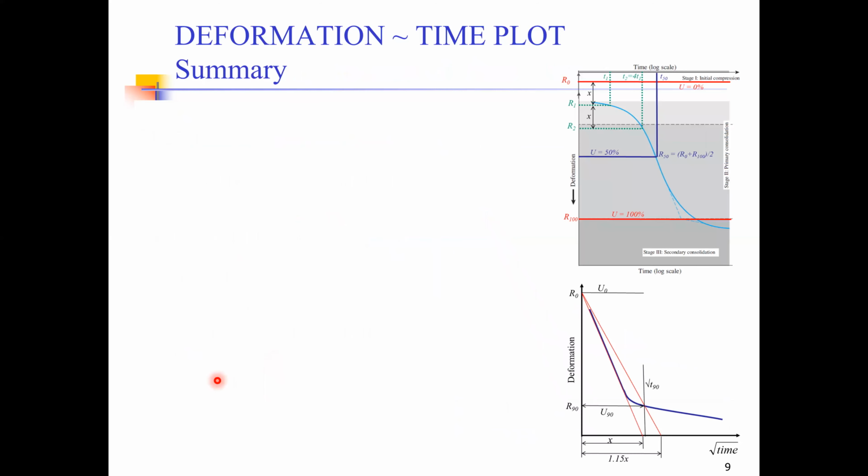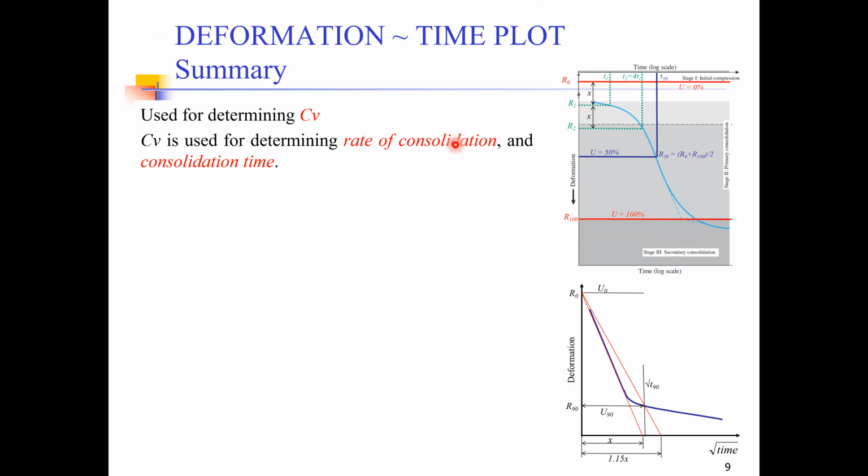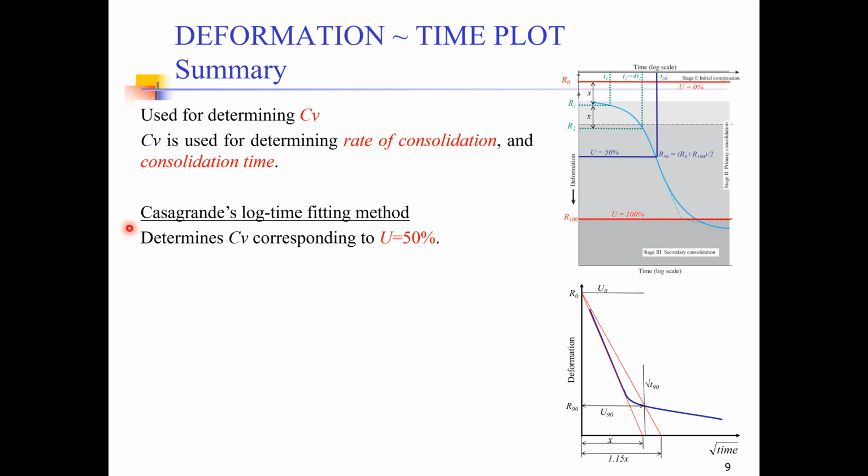And lastly, a quick summary of what we have said so far. Basically, we have seen 2 different methods for the determination of CV. We have seen that the deformation time plot can be used for the determination of CV. One is the log time method, and the second is Taylor's square root of time method. In case of Casagrande's log time fitting method, we make use of 50% consolidation in order to determine CV. We plot a graph between deformation versus log of time. And then in this equation, we use the time factor for 50% and time T50 as we obtain from this graph.